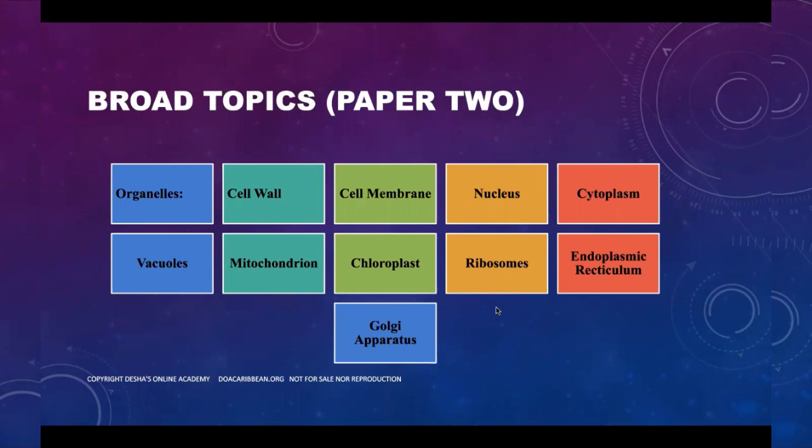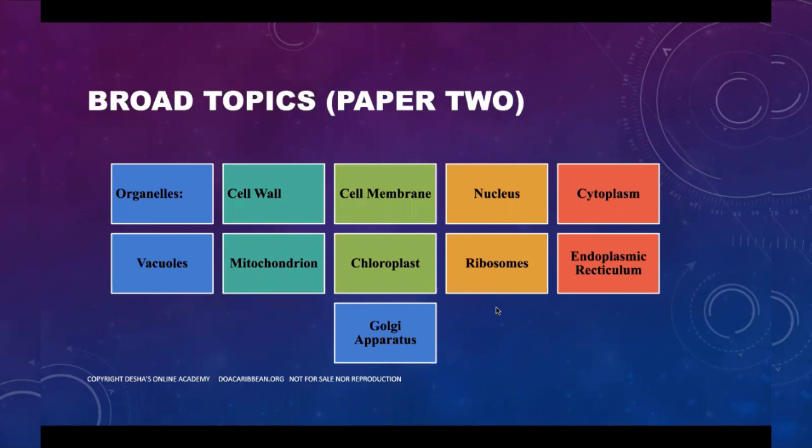Next, the vacuole is that storage space in the cell. For plants, they have like a central vacuole. I'm going to show you. And then for animals, they can have many smaller vacuoles. Then we have another amazing organelle here called the mitochondrion. It provides energy for the cell to carry out its metabolic processes.